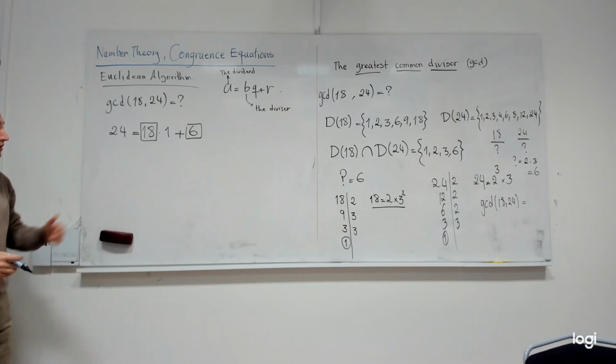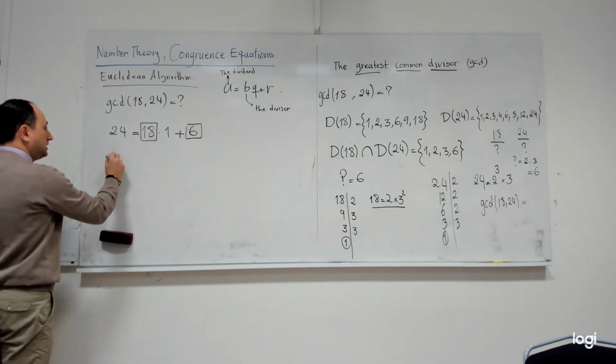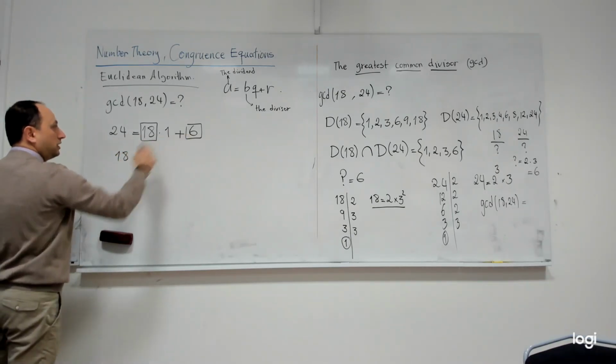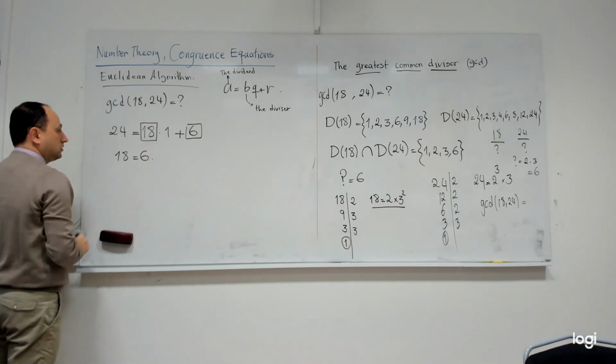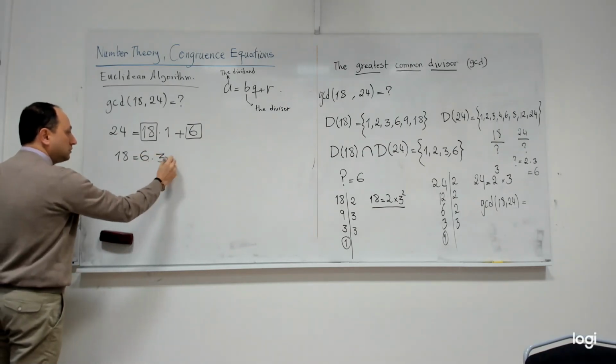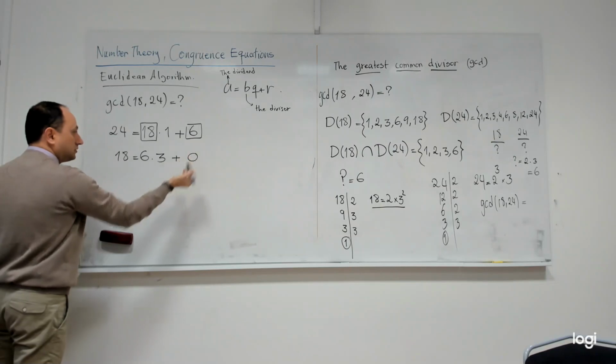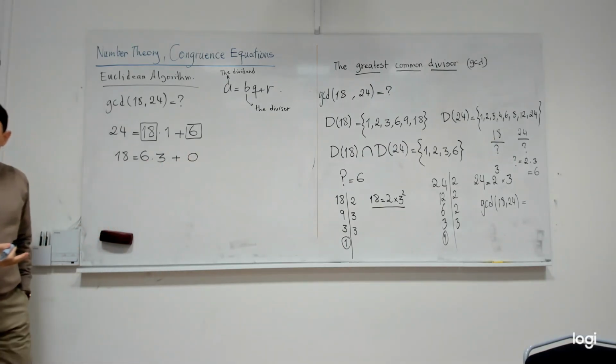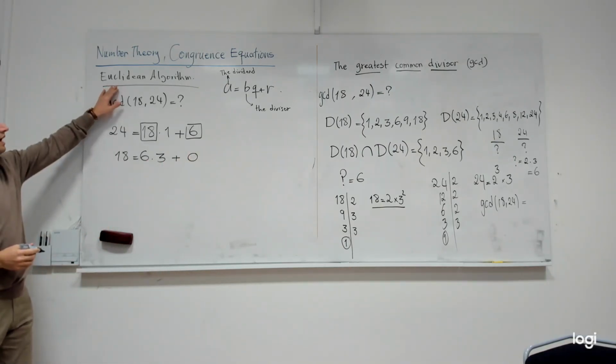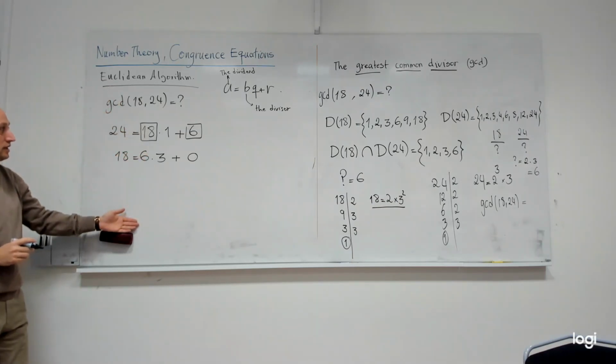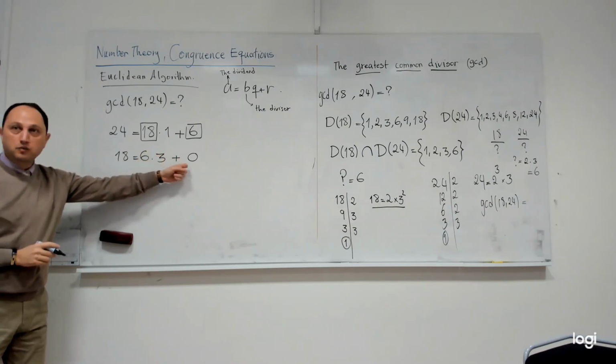But if you follow this process, I will take 18 and divide it by 6. What is the quotient? 3. What is the remainder? 0. So this was very simple. This Euclidean algorithm guarantees that if you follow this process, you will definitely end up with 0.